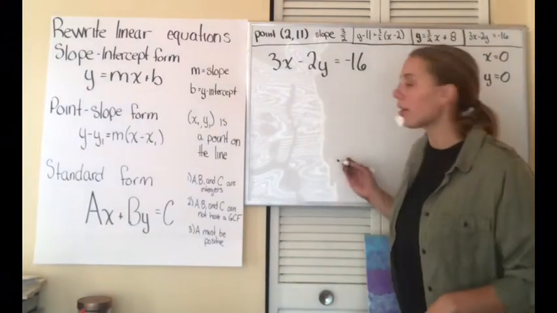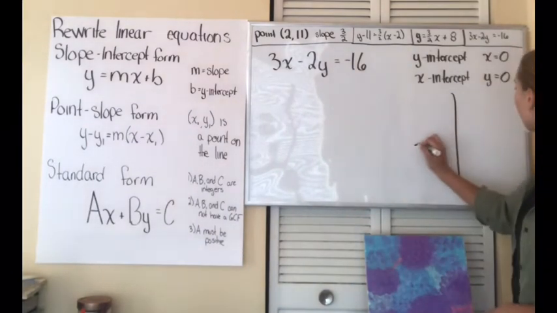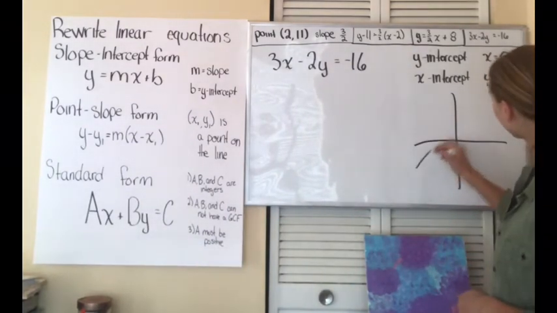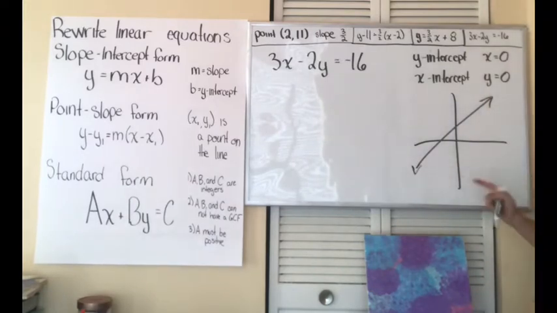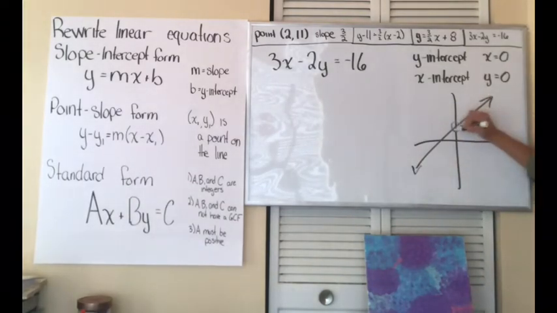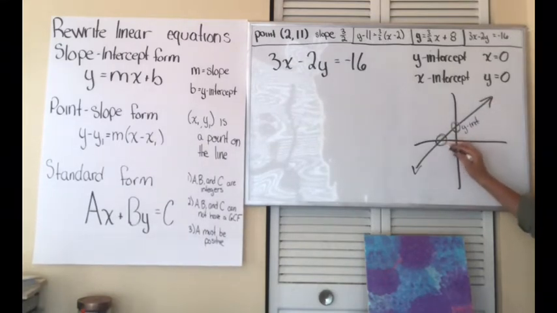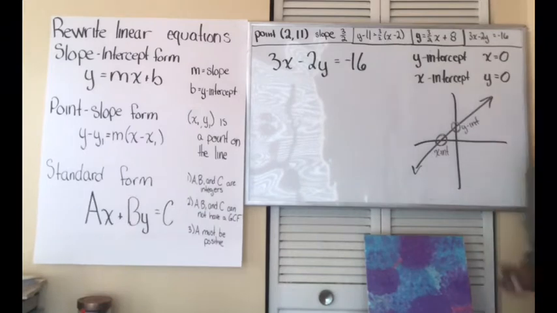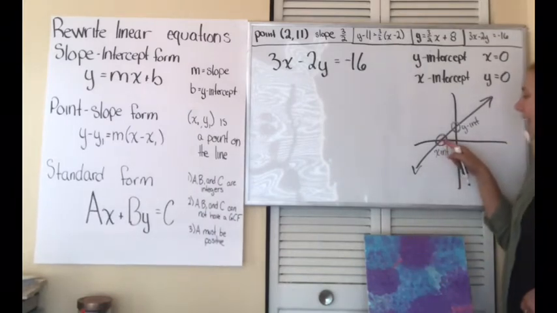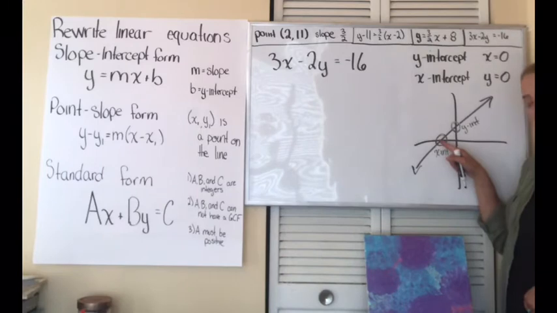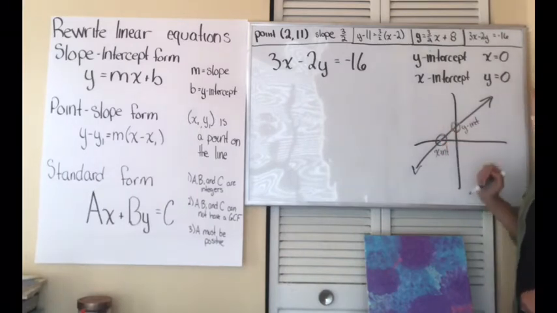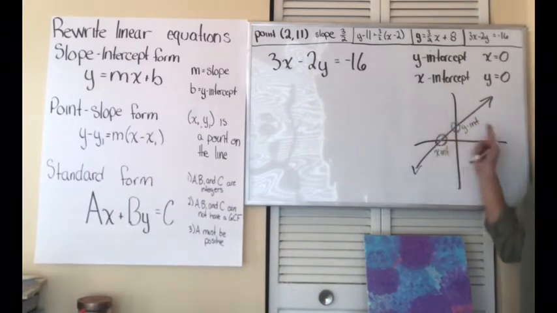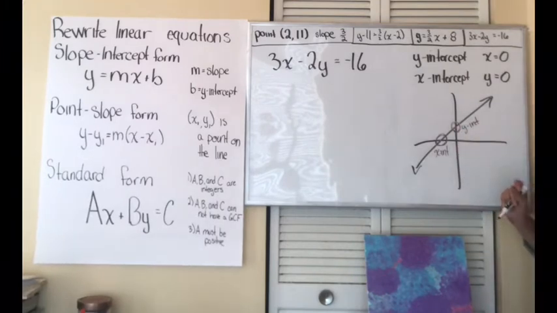So for example, here's my graph, right? And here's my line. This right here where it crosses the y-axis is my y-intercept. And this right here where it crosses my x-axis is my x-intercept. Now my x-intercept is where my y value is 0. In other words, I haven't gone up or down any on my x-intercept. And I haven't gone left or right any on my y-intercept.